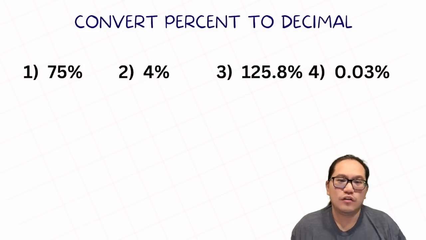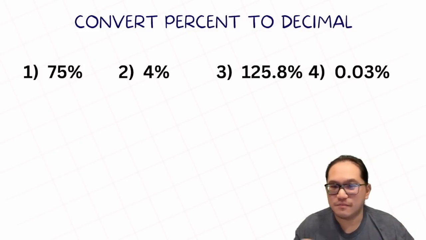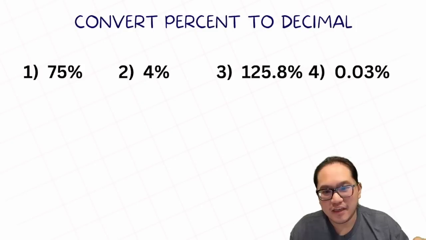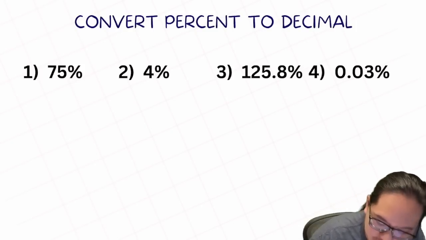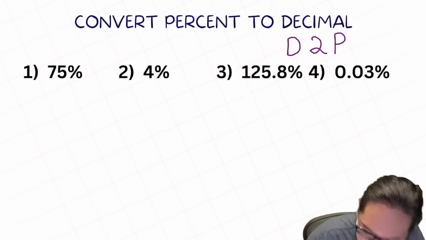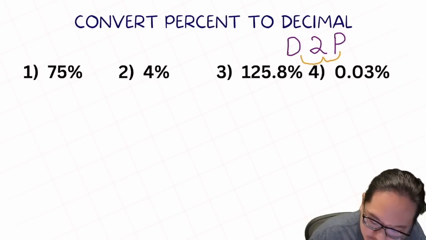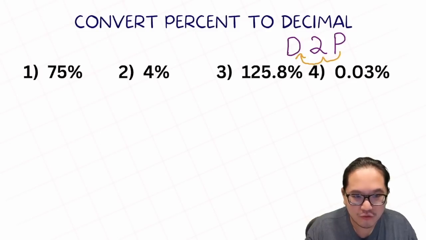This time, we're going to do the reverse, right? We need to practice both, converting percentages to decimals, interchangeably. So this time, we're going to move from percentage to decimal. Remember the mnemonic? D to P. And this time we're going to focus on moving from the P back to the D. So let's do some practice.